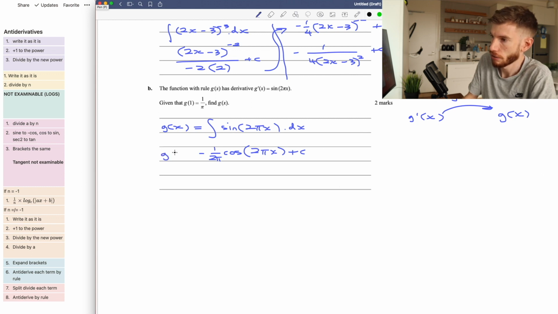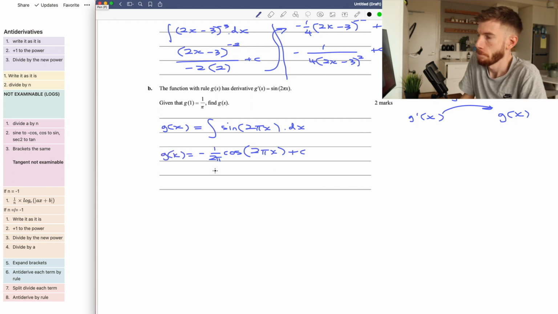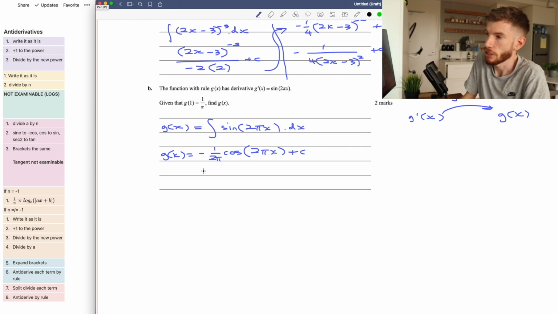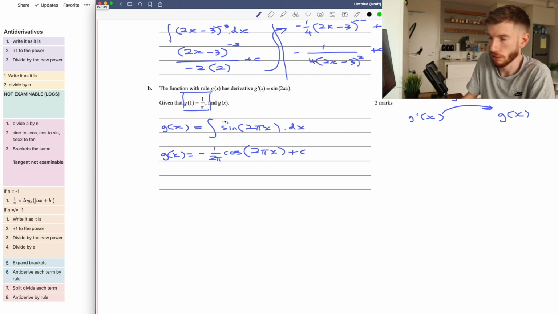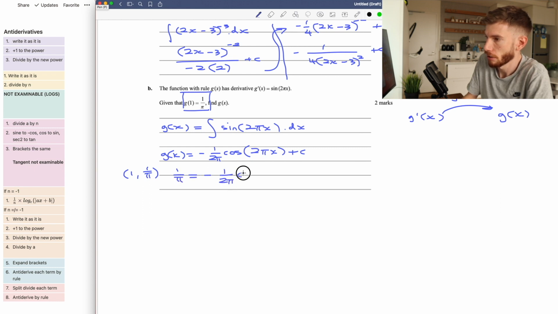So this now is g of x. And so then we use this. This is technically a coordinate, right? It says when x equals 1, y or g of x is equal to 1 on pi. So we're going to sub in the point 1 and 1 on pi into our function, and we should be able to use that to solve for c. So 1 on pi is equal to negative 1 on 2 pi cosine of 2 times pi times 1, plus c.